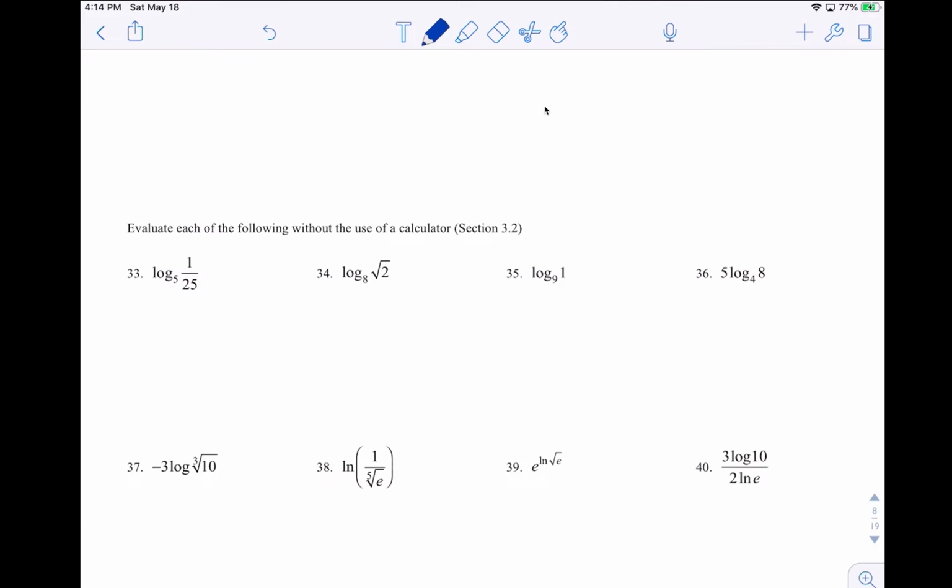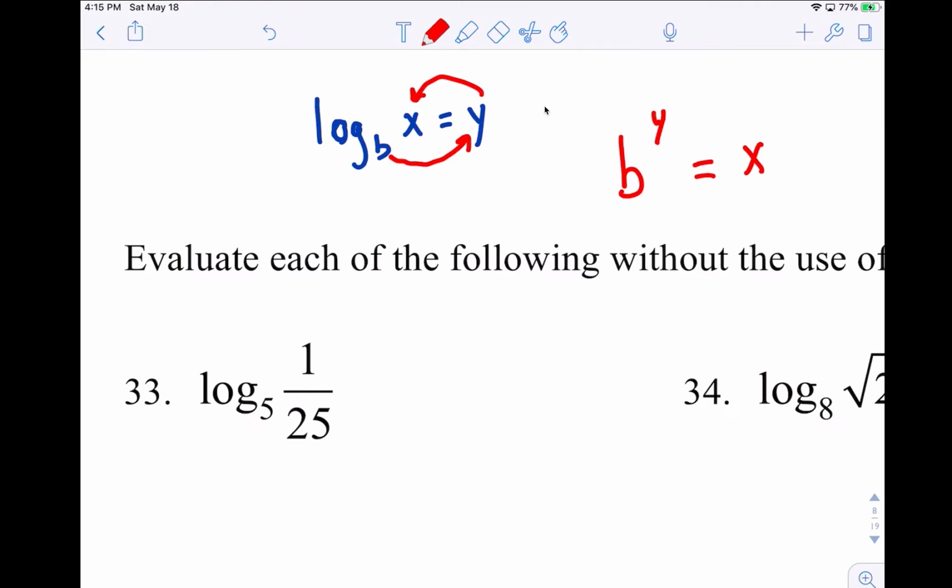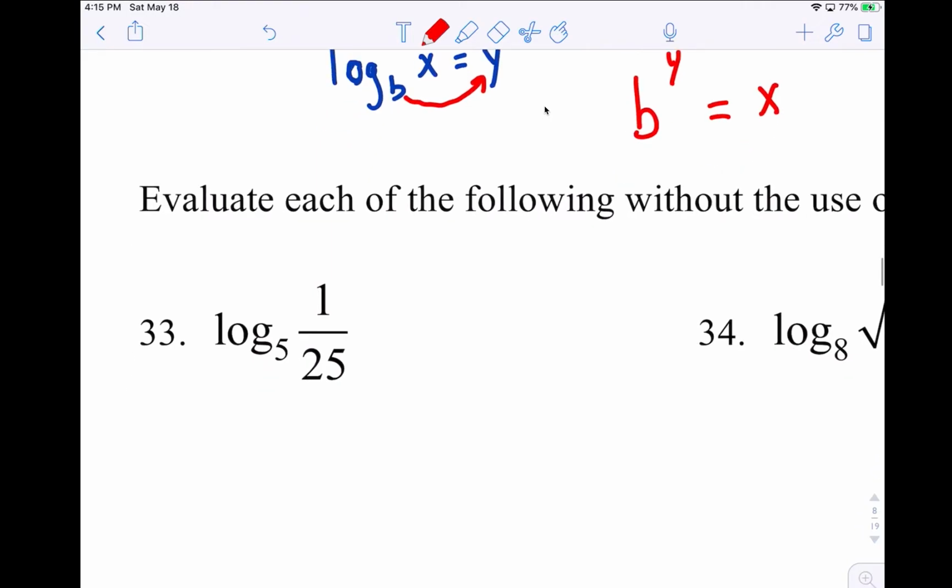So next part, evaluate each of the logs without the calculator. Just remember, guys, when you're doing these, you're doing log of some base, that's your general setup. What you can remember is the base to some power is going to give you what you're taking the log of. So if you know your exponents, you should be pretty good.